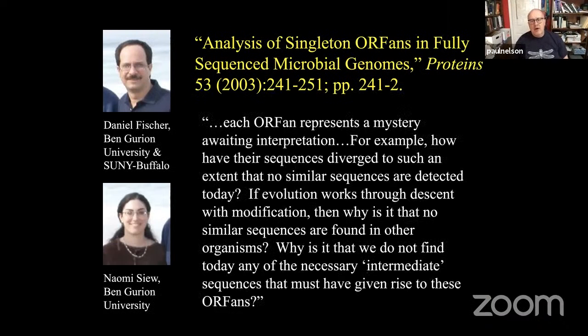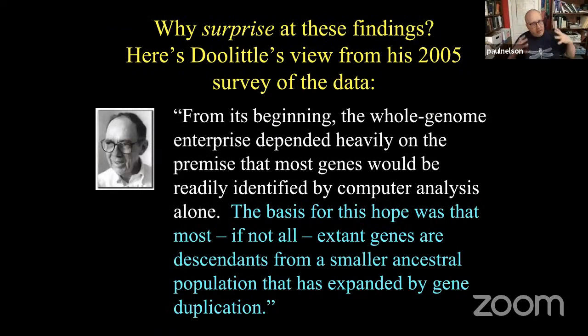Now, when this was discovered, again, this is following on what Russell Doolittle said, people were scratching their heads because it was unexpected. This finding was unexpected. The kind of thing that happens in science that makes science so fun and interesting when nature talks back to you. So this Israeli team said, each of these orphans is a mystery awaiting interpretation. How could they be sitting out there in sequence space with no kin, right? Well, why the surprise? Now, here we need to put on a philosophical pair of glasses, if you will, and say, well, what's in the background theoretically against which orphans are so surprising?